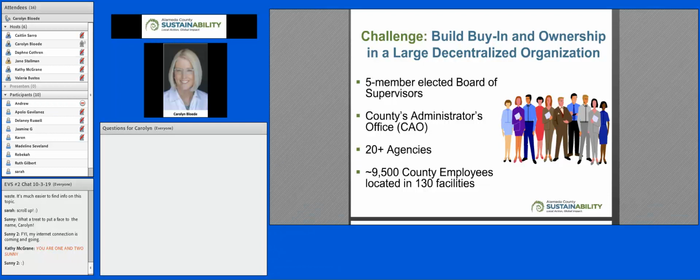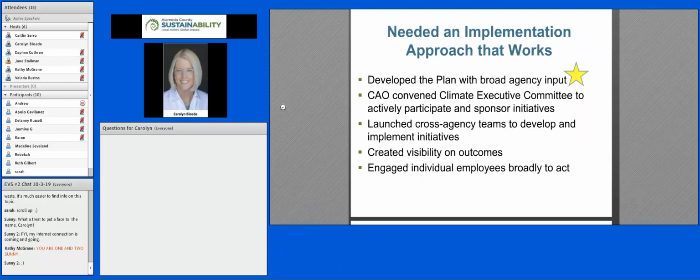We also have 20 agencies with very different cultures. So, for example, the culture in the sheriff's agency is going to be very different from that of public health nurses. And we have almost 10,000 employees, and we also wanted them to make sustainable choices every day. So quite a bit of a challenge to tackle in this process. So we really needed an implementation approach that works.